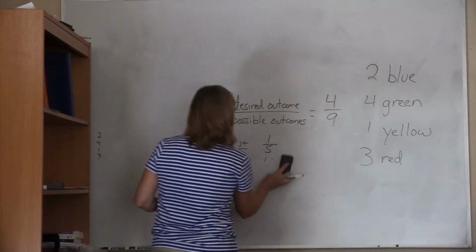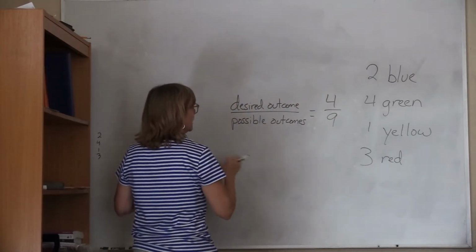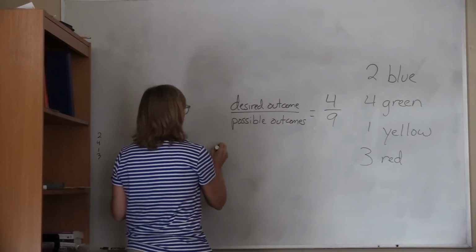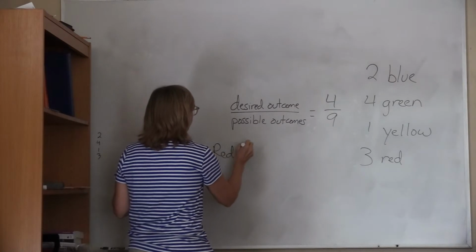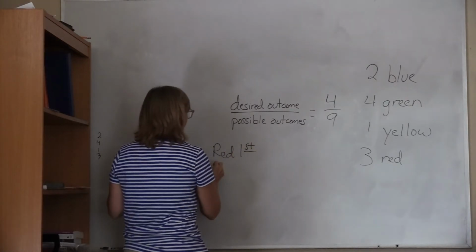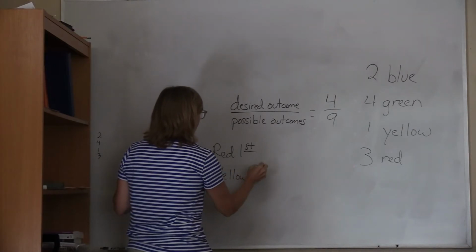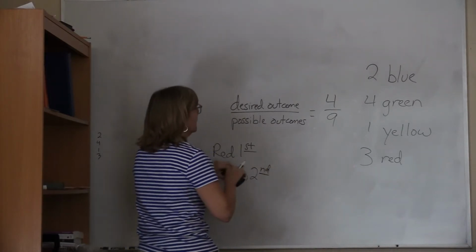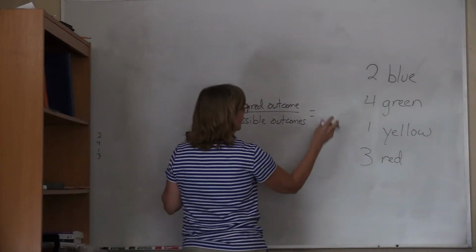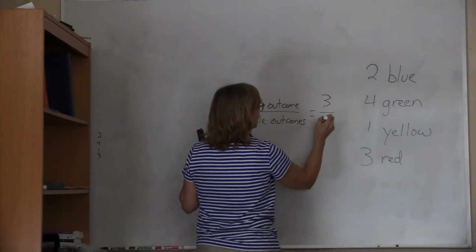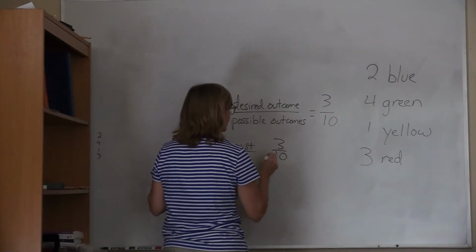So let me do one where I can't reduce it. That will help, I think, with seeing it. Let's suppose I want to draw a red first, and then yellow with my second draw. Okay? The red first, I have a 3 possibility out of, how many total? 10. So for my red, I have a 3 out of 10 possibility of that.